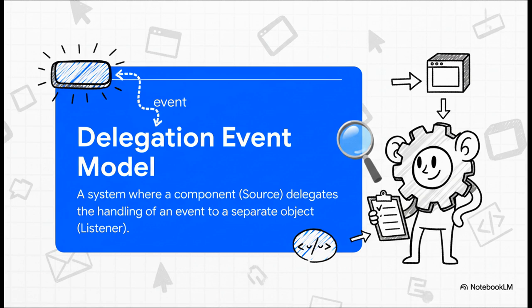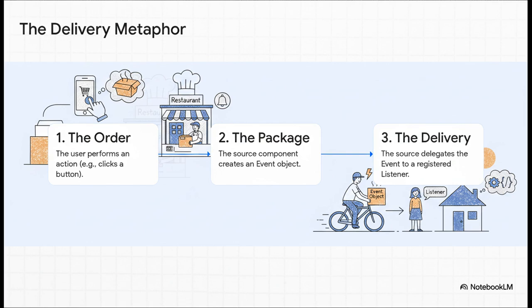This is so smart because it keeps things clean. You can change what happens when you click the button without ever touching the button's code itself. Think of it like ordering food online, right? You clicking the button, that's you placing an order. The button itself is like the restaurant. It gets the order and packs it up into a little data package. We call that an event object.